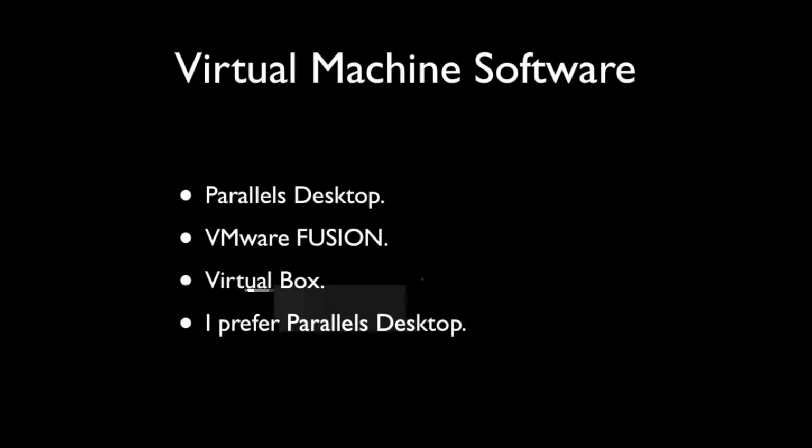So virtual machine software, we've got Parallels Desktop, VMware Fusion, and VirtualBox. The first two are about $90 each, and VirtualBox is open source and free. Personally, I use Parallels Desktop. That's just my personal preference. I've tried VirtualBox, and it's all right, but I prefer Parallels. As for VMware, I've never tried it, so I can't give any recommendations on that.